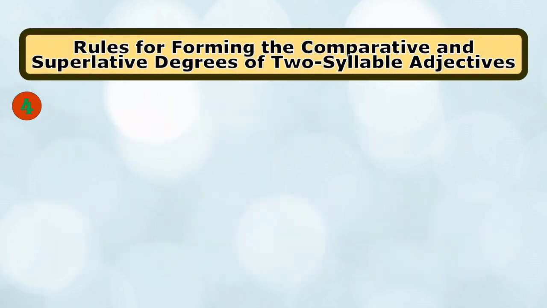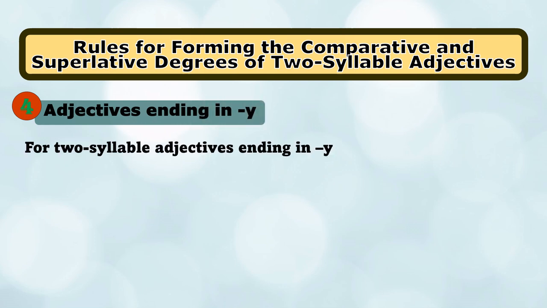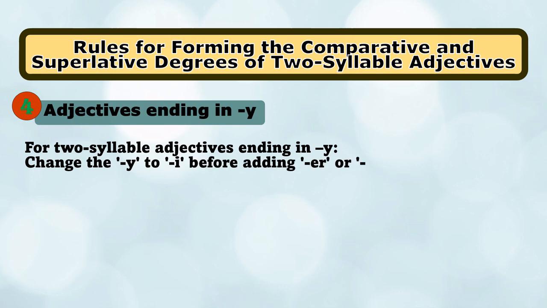Rule number 4. Adjectives ending in y. For two-syllable adjectives ending in y, change the y at the end to i before adding er or est to form comparatives and superlatives. Let us look at some examples.